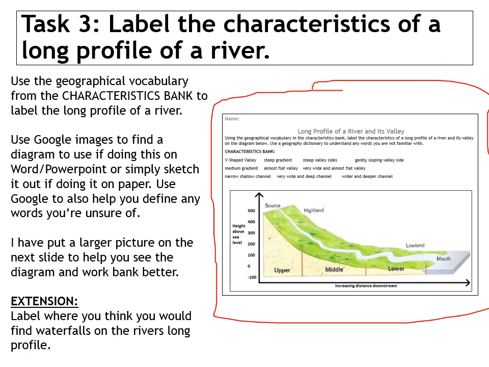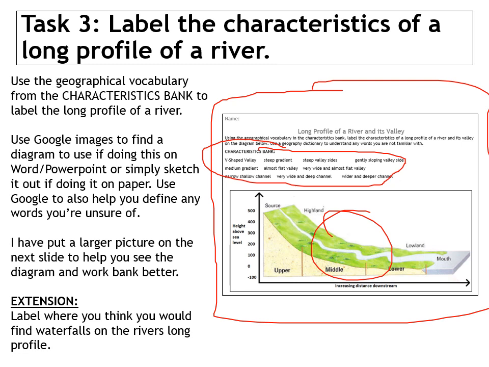There is a characteristics bank on this sheet with loads of different words and describing words on there. Once you've found your diagram, or if you're doing it on paper, once you've drawn your diagram out, I want you to use those words. If you need to use Google to define them, or help you figure out what they mean, that's fine, but match those characteristics up to different parts of the diagram. I've put the large picture on the next slide, which I'll flick onto in a minute for when you do it.